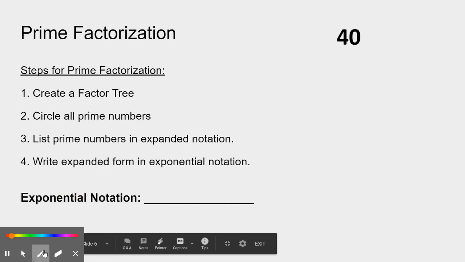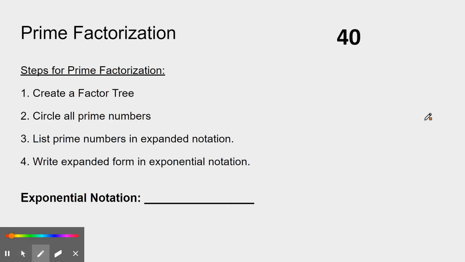Now, let's talk about what in the world is prime factorization. Prime factorization is when we break down a composite number, okay, and we put it into exponential notation. If you remember from our previous notes, remember exponential sounds like exponents, so we're going to use exponents to do this. So our first step is to create a factor tree.